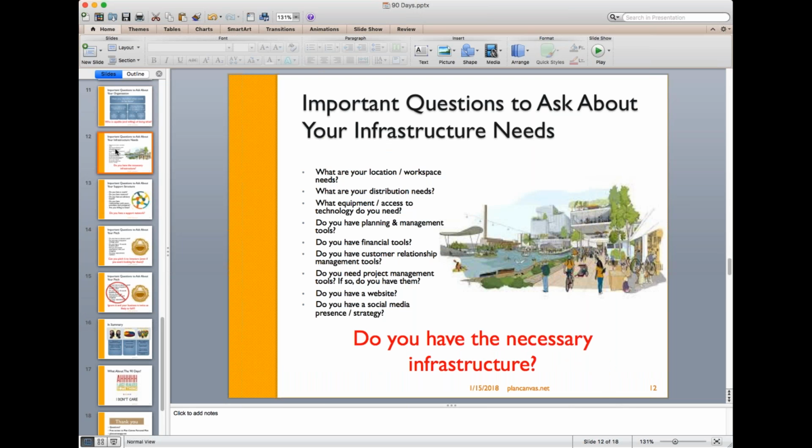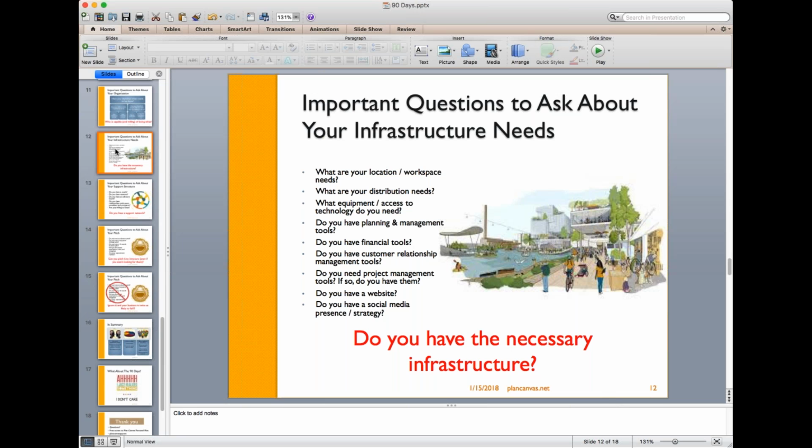Another question you need to ask yourself is all about your infrastructure. A lot of businesses, or entrepreneurs think about starting something up. They got a great idea, but where are you going to do this? Do you have physical work space requirements? If so, what are they? Where are you going to put it? Do you have distribution needs? How are you going to handle that? How about equipment? And technology.